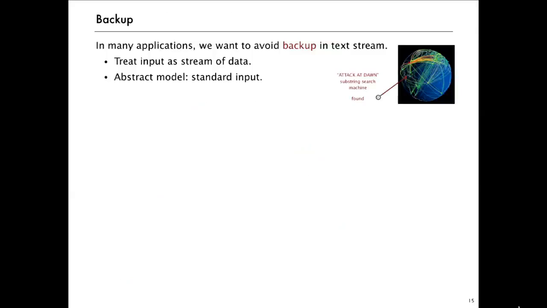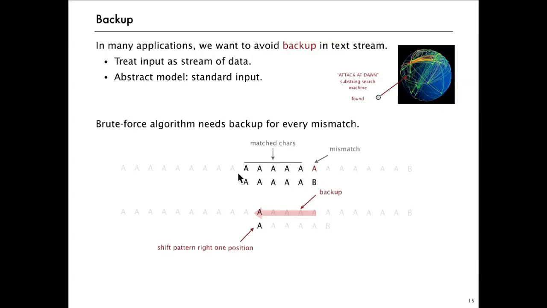Now, a more important issue than just the worst case performance is the idea of backup. As I mentioned, for lots of applications, if we're going to put our machine on one of the wires of the internet and watching this input go by, or if we just take the abstract standard input model, you don't get to back up when you find a mismatch. But the brute force algorithm is always backing up. If we go through matching our pattern against our text, when we find a mismatch, we want to move the potential pattern over one position, but that means backing up in the text. There's ways to deal with that by saving the most recent m text characters that we've seen, but it's definitely problematic for larger patterns and certainly inconvenient.